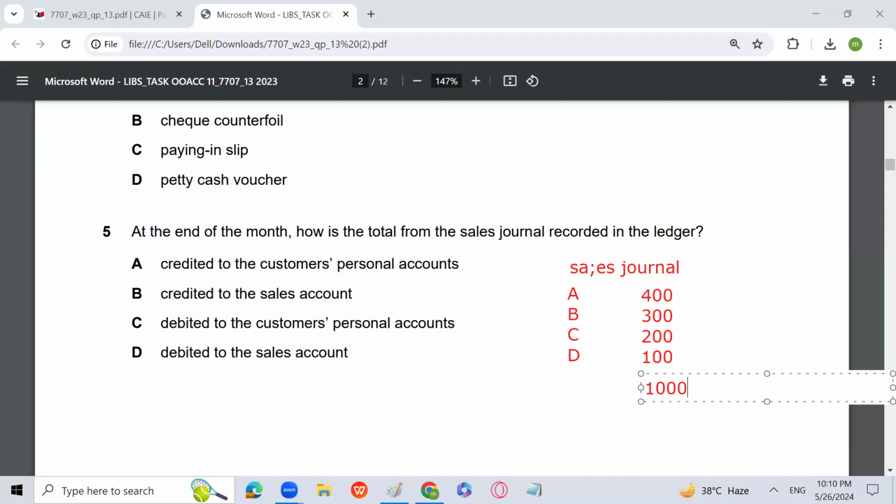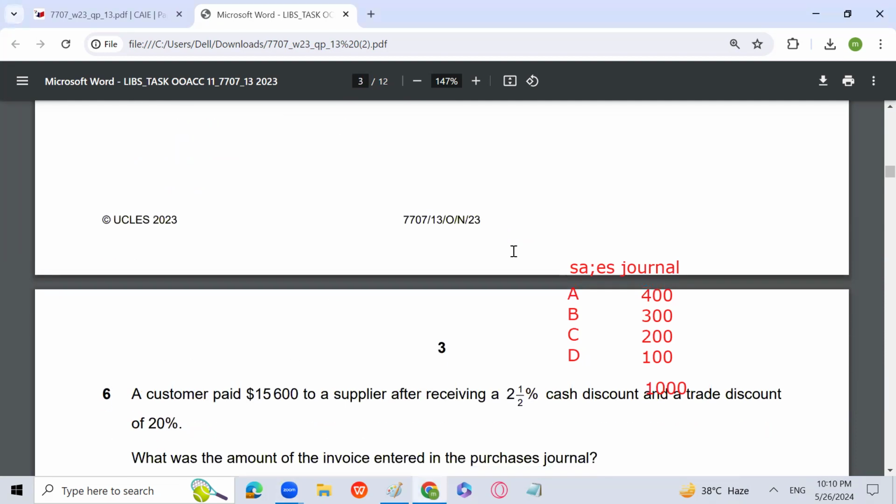But the total of the sales journal will go towards the credit side of the sales account. So it is credited to sales account. Here, if you have seen that it is debited to customer personal account, that's right. But that is debited to the individual personal account, which the examiner is not talking about. The question is talking about the total of the sales journal. That will be credited to sales account.